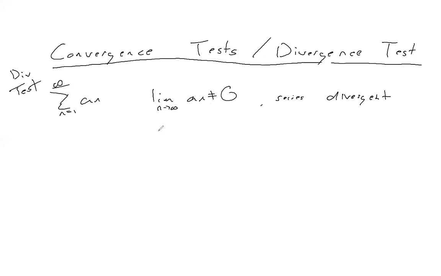Okay. And then there are several convergence tests, and maybe we could call the geometric series test. When we have a geometric series of the form a times r to the n, we know the series is convergent for absolute value of r less than 1.